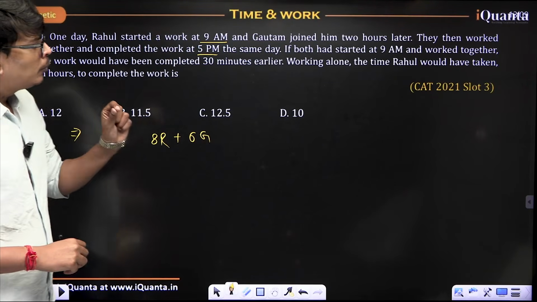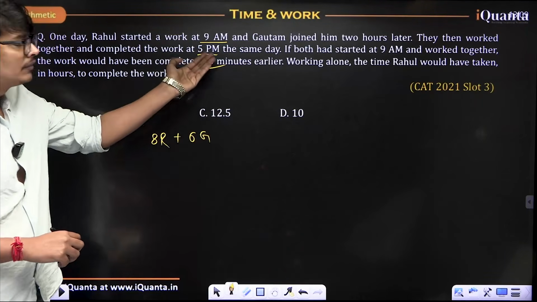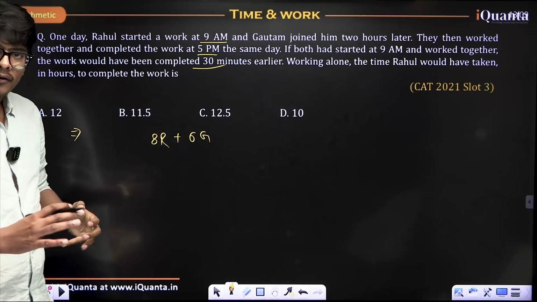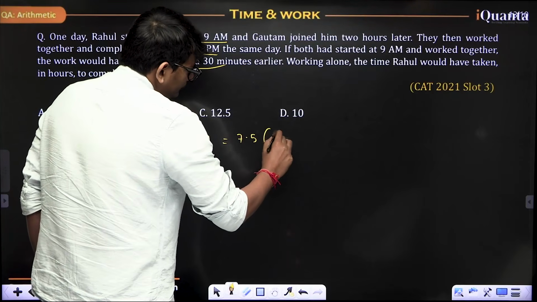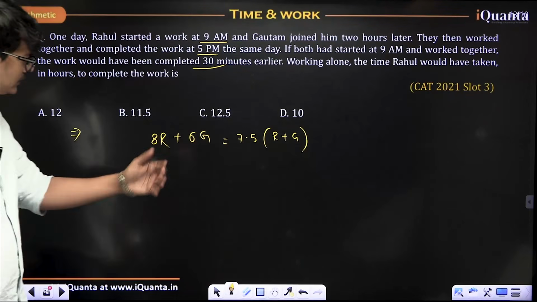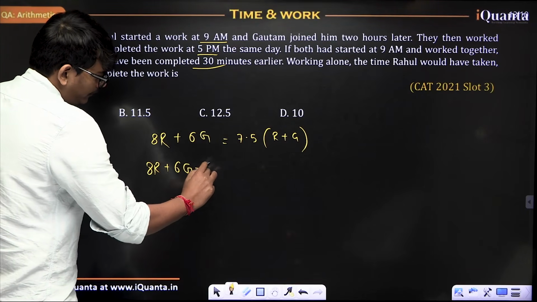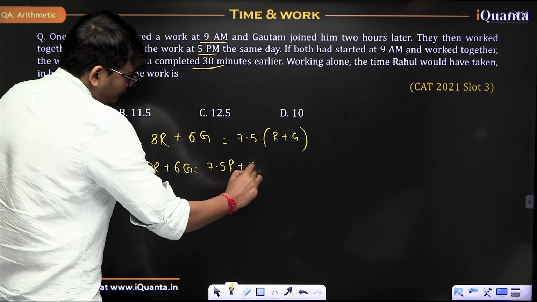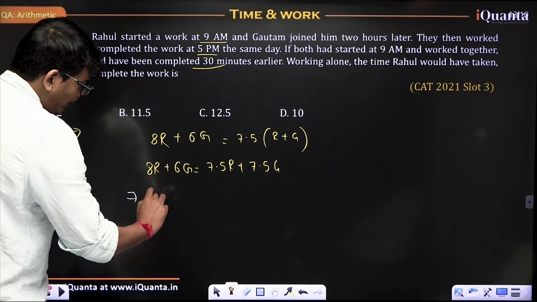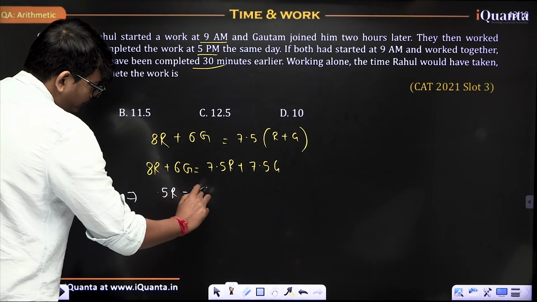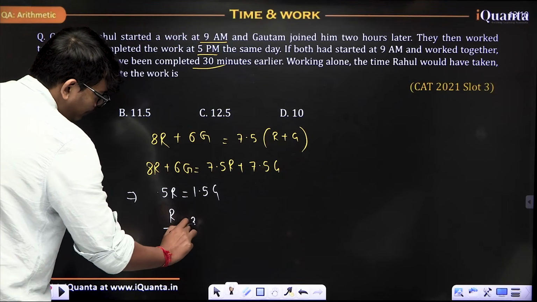Okay. If both had started at 9 a.m., the work would have been completed 30 minutes earlier. That is, 30 minutes earlier than 5 p.m. Right? That means they must be working for only 7.5 hours. Let's find out the value of R and G. 7.5 R plus 7.5 G. Okay, let's move ahead and simplify this. 0.5 R is equal to 1.5 G. So we can cancel this out. R by G will be 3 by 1.